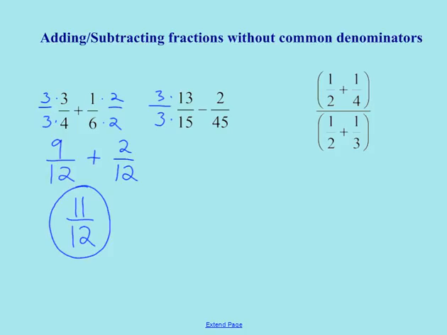That gives us 39/45 minus 2/45. Now we have our common denominator. We can subtract 39 minus 2, which is 37. So we have 37 over 45.